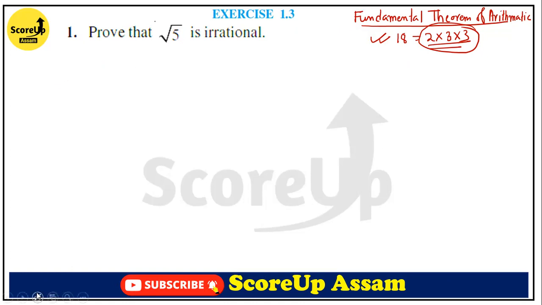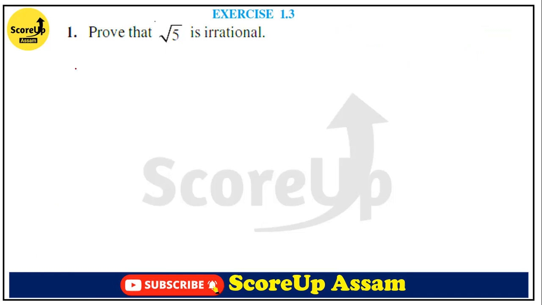Okay, so now let's try to understand this. Let's assume that root over 5 is a rational number.